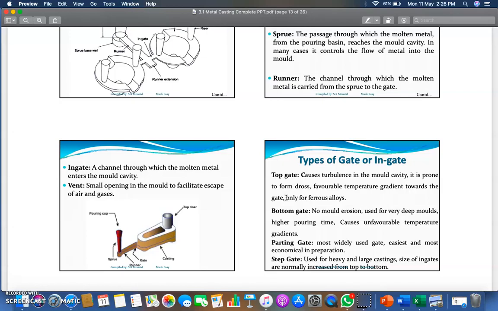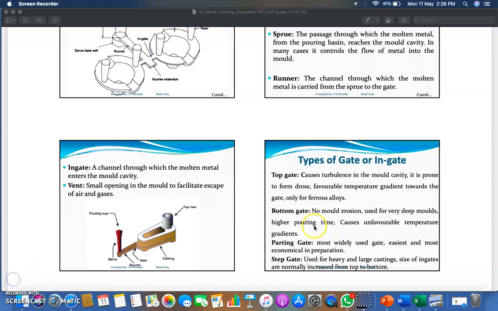The top gate causes turbulence in the mold cavity, and it is prone to form dross. It has a favorable temperature gradient towards the gate, and is used only for ferrous alloys. This gate supports the temperature gradient towards the gate. It is prone to form dross, which is a kind of casting defect, and it also causes some turbulence in the mold cavity whenever it is a top gate.